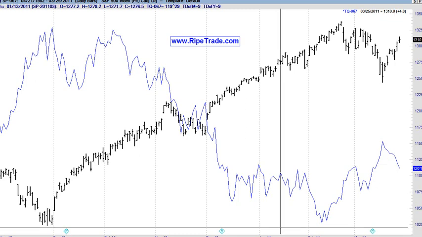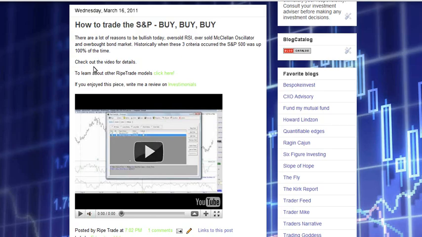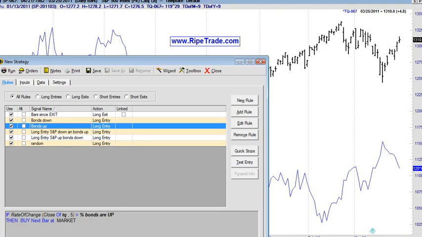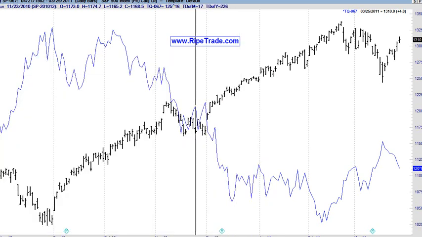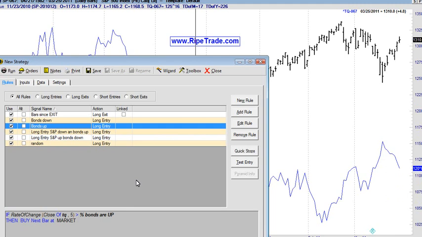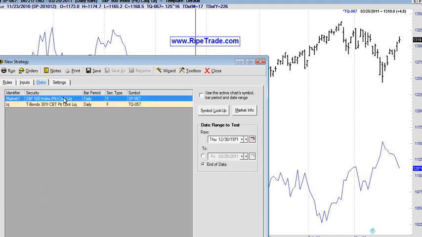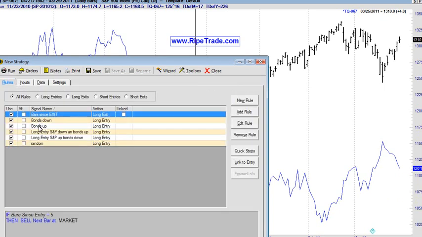You might even remember back on the 16th, we talked about buying the S&P based on an overbought bond market. In that case, the bonds were less attractive and stocks were more attractive. I just want to do a back test here and show historically what has happened when you've had big advances in bond prices and big declines in bond prices. We're going to test this strategy on the S&P, and our exit strategy is just a simple 5-day exit.